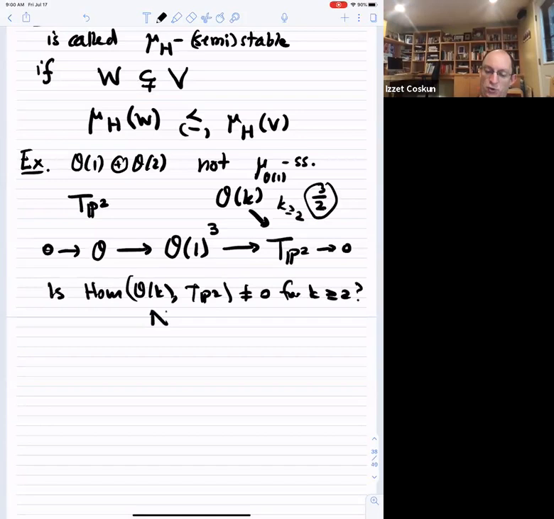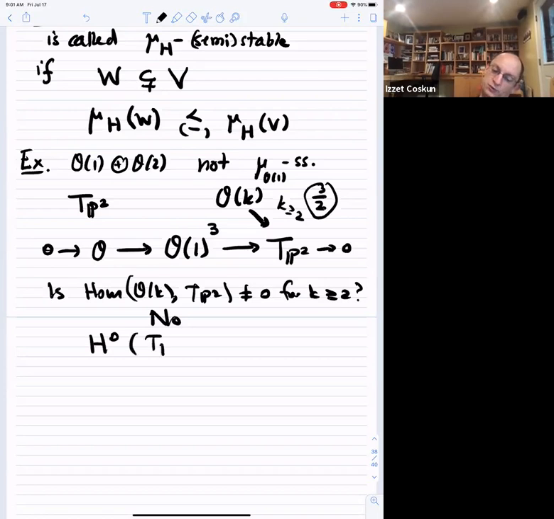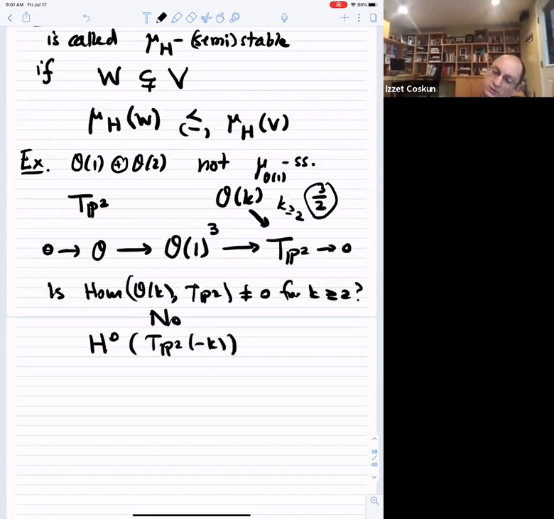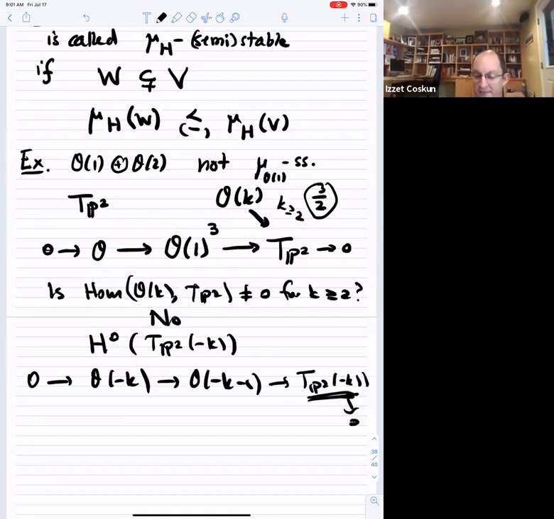And the answer is no, right? So this is equivalent to looking at H naught of TP2 of minus K. If I twist the sequence by minus K, you see that you have O of minus K mapping to O of minus K minus 1, mapping to TP2 of minus K, and we are asking whether this has any sections. But you see, sorry, this is a +1.